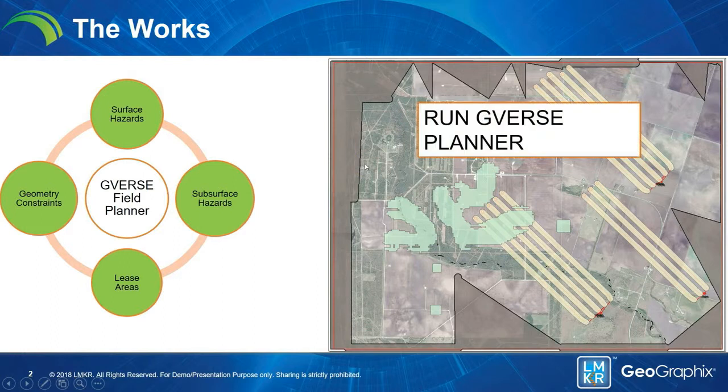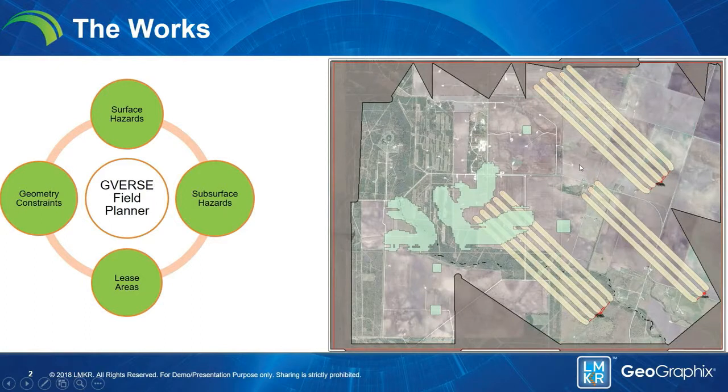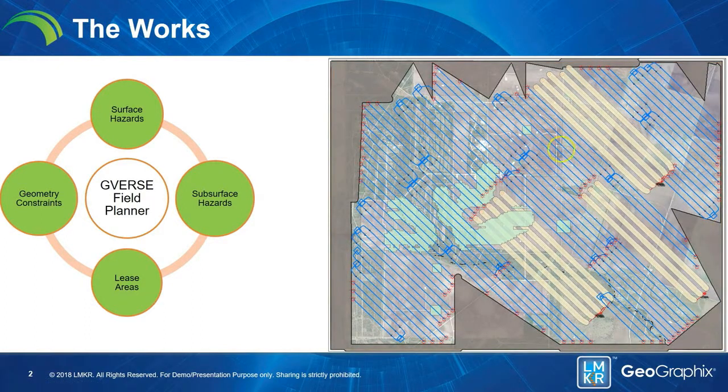If we take all of these into account and we run GVERSE Field Planner, what we get is this graph right here. As simulations run, the more iterations that take place, the better the results. Therefore, you get to see the cost of the wells go up because more wells are placed. In this example, we'll have 95 placed wells. And once we reach the conclusion, you see something like this. Let me show you how this works inside the software itself.